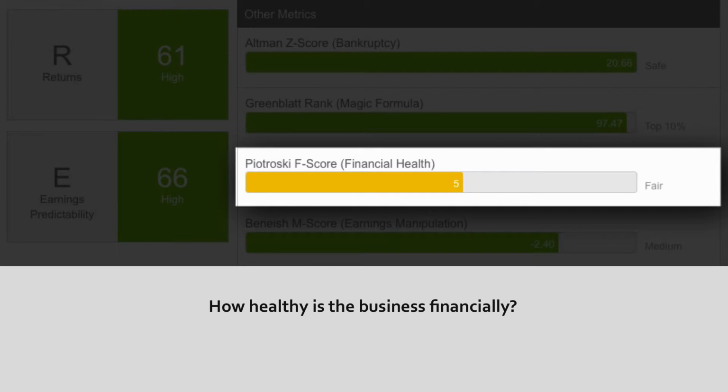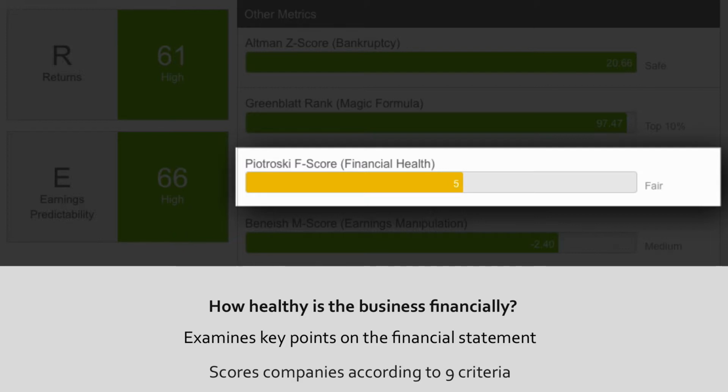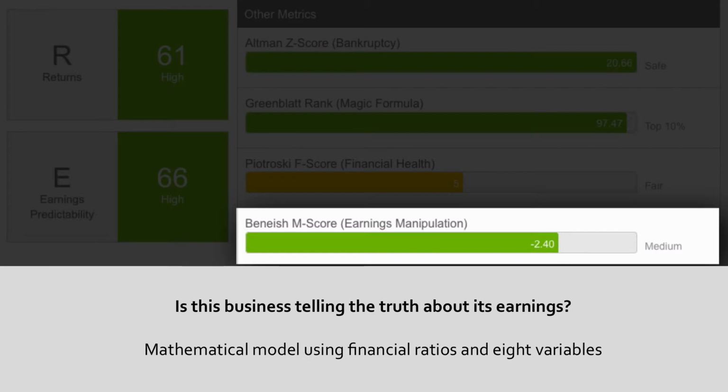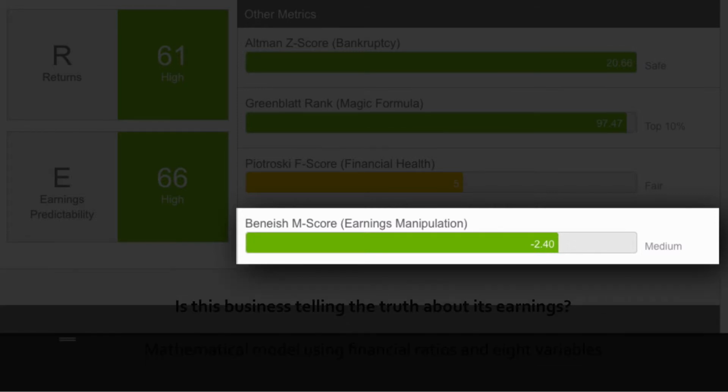Piotroski F score, another 9 criteria system where companies are scored according to key points found in their financial statements. Maximum score for each point is 9. A total score of 0 to 2 is classed as weak, and 8 or 9 is strong. This business scores a fair 5. Beneish M-score. This mathematical model uses financial ratios and 8 variables to calculate whether a business has manipulated its earnings. A score of less than minus 2.22 suggests that the company is not a manipulator, while anything greater than this signals the possibility of manipulation. This score is considered medium.